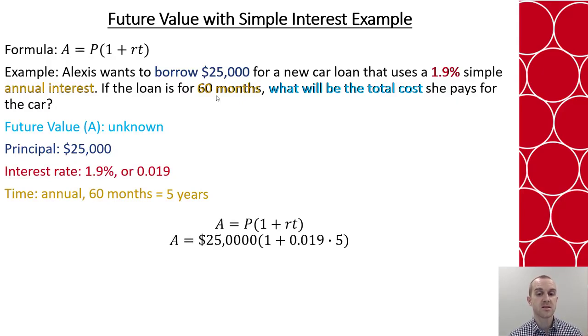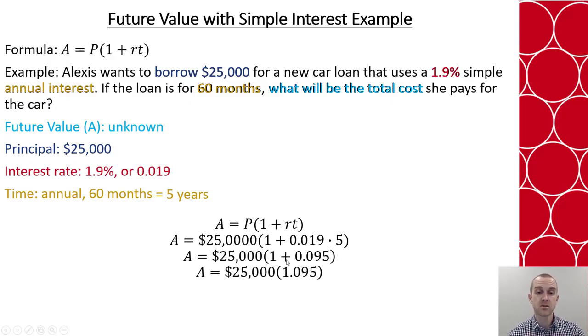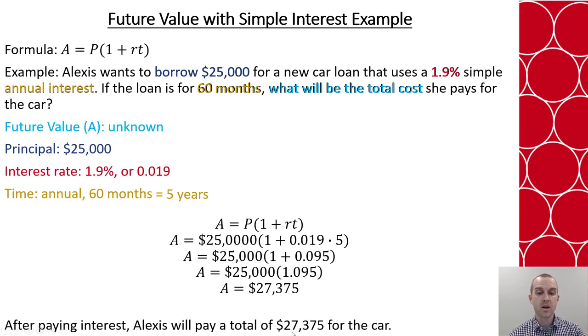So I'm going to do 25,000 times the quantity 1 plus 0.019 times 5. Now I need to follow my order of operations with my parentheses. I multiply in my parentheses first, then I add my two values. Now I can multiply by the 25,000 to get that the total cost that Alexis will pay is $27,375 for the car. So she's paying about $2,400 in interest in this case, but the total is what she needs to think about as it goes to what her monthly payment may be.